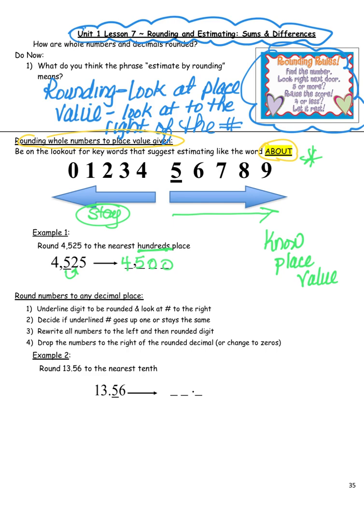Rounding numbers to any decimal place. Okay, number 1, underline the digit to be rounded and look at the number to the right. It's always about the digit to the right, and then decide if the underlined number goes up 1 or stays the same. So let's take a look at our example number 2, and it says to round to the nearest tenth. So we're lucky enough here, they underline the digit.